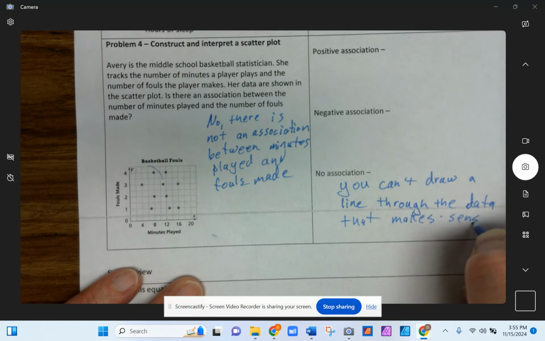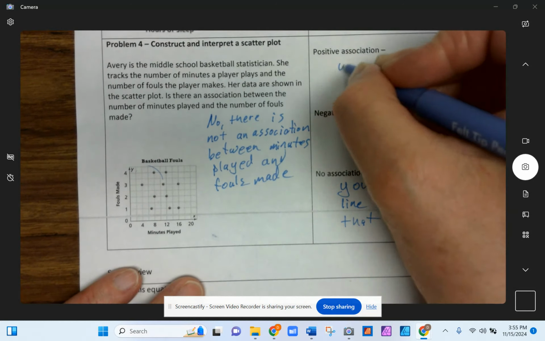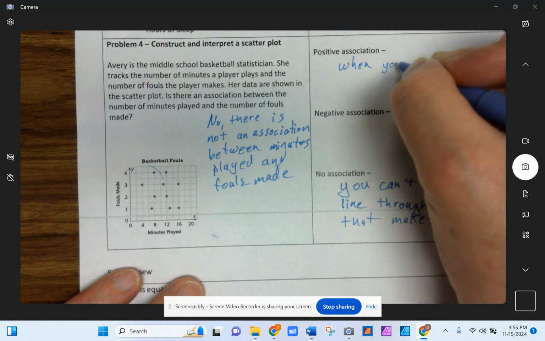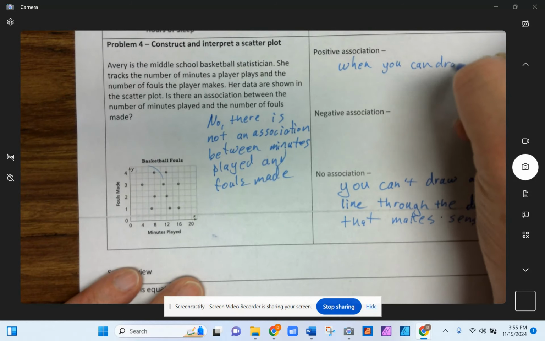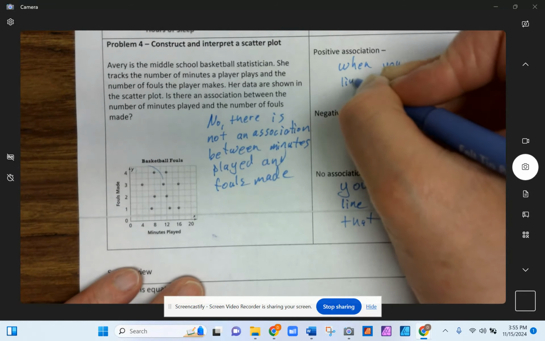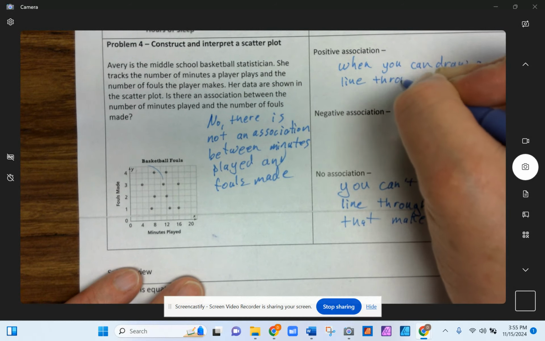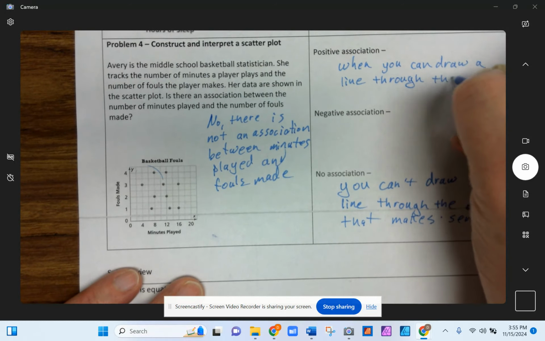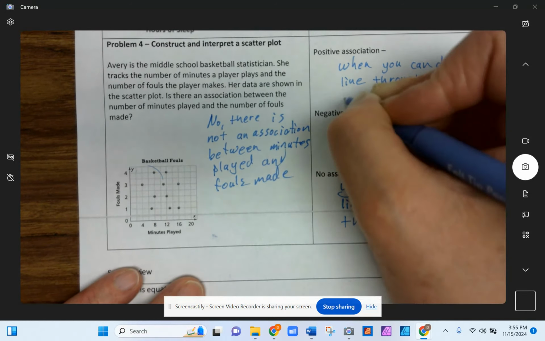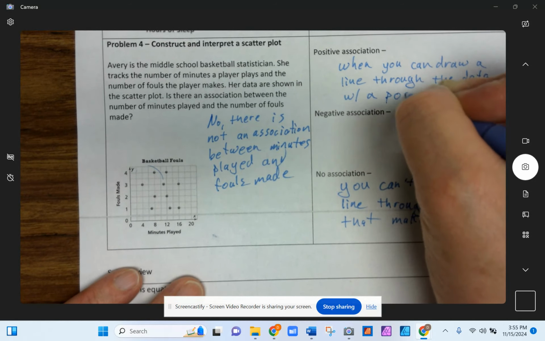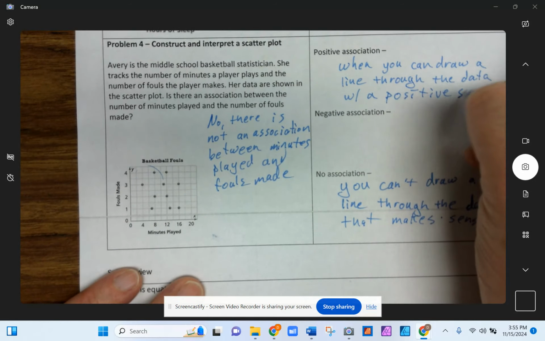Okay. A positive association is when you can draw a line through the data with a positive slope. Okay, so like right here, it's a positive slope. That's an increasing graph. Negative association is the inverse, the opposite of that, right? So when you draw a line through the data, but it's a negative slope.